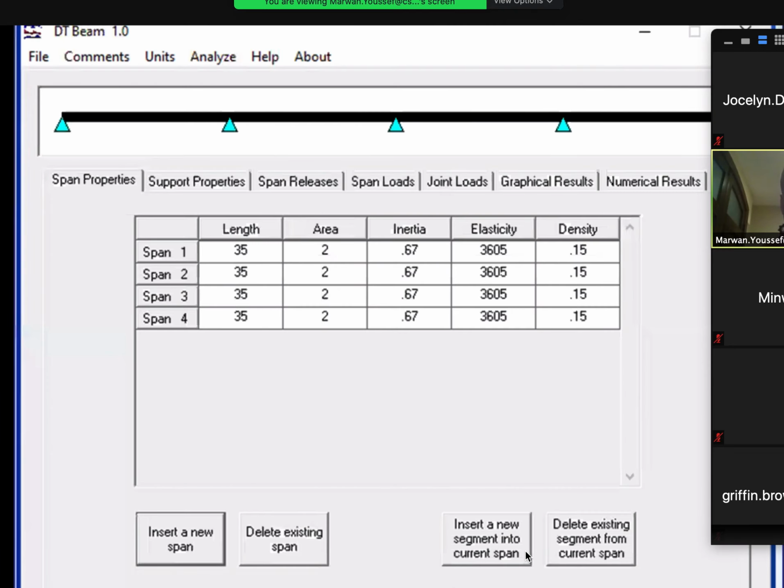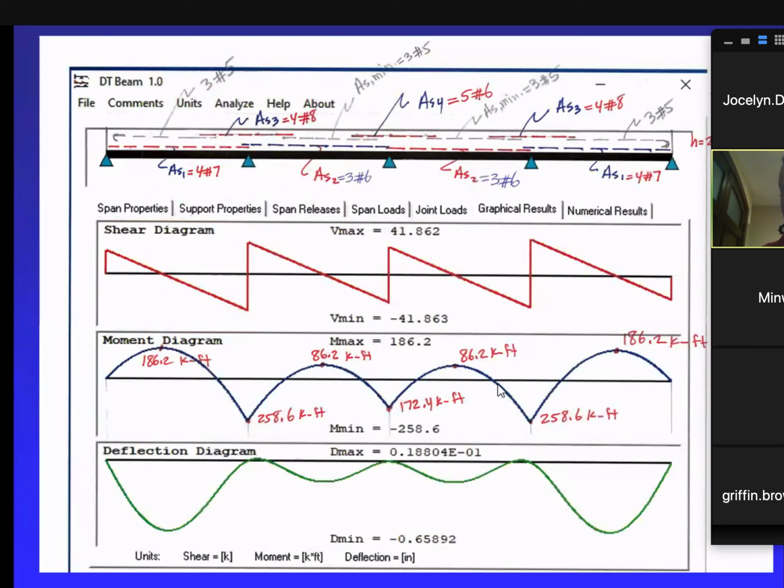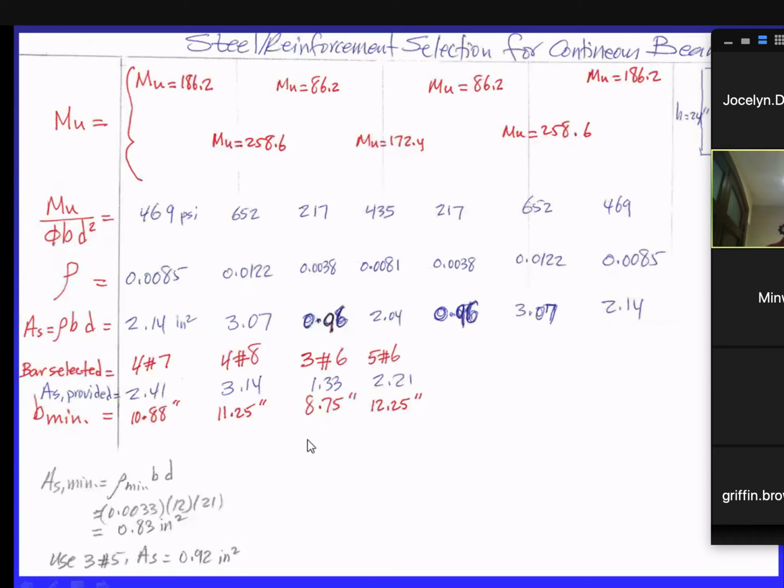Just to remind you, we took the DT beam results, and I went through how we designed the rebars based on the moment diagram. And then we showed how you show the steel and all that stuff. And then we went over this table. So today I want to do the same, but for the slab. Okay, for the slab design.